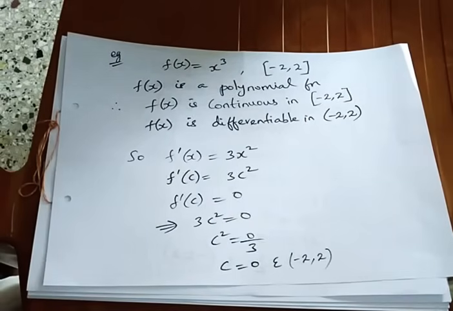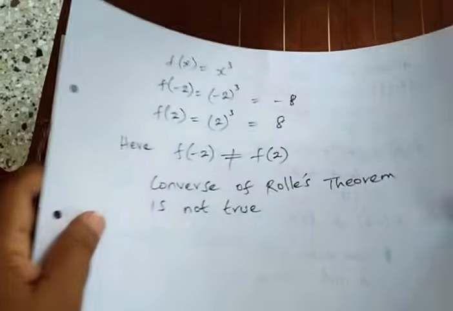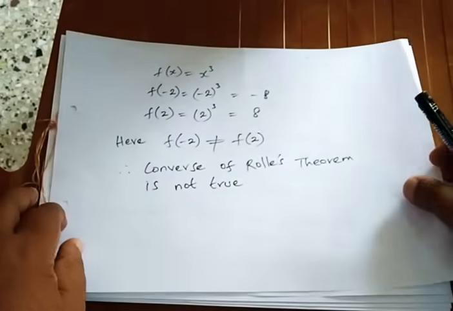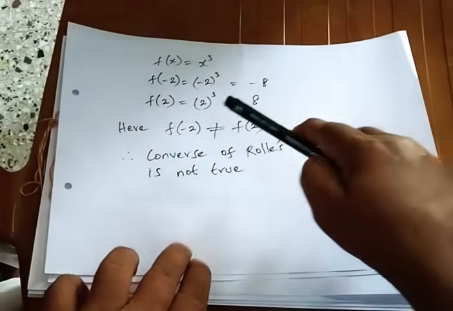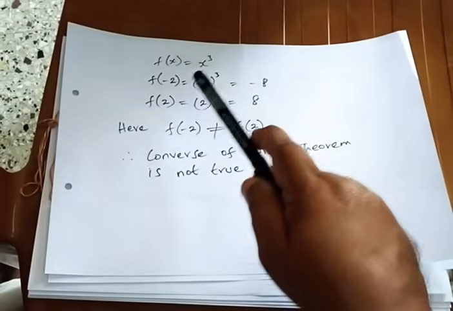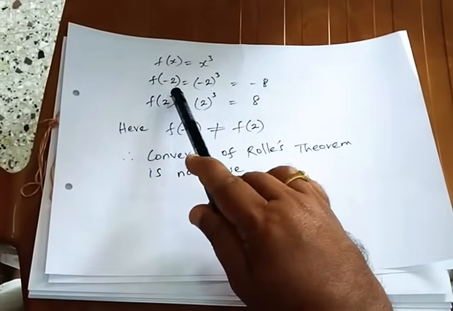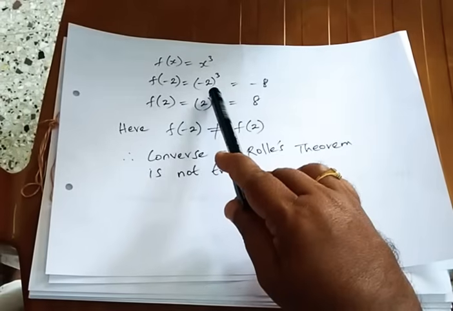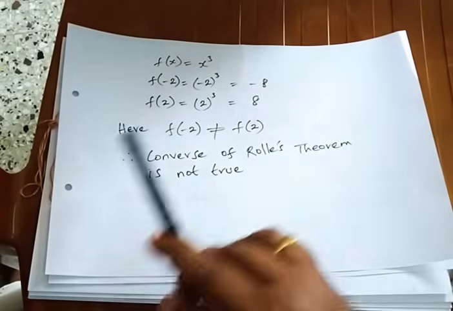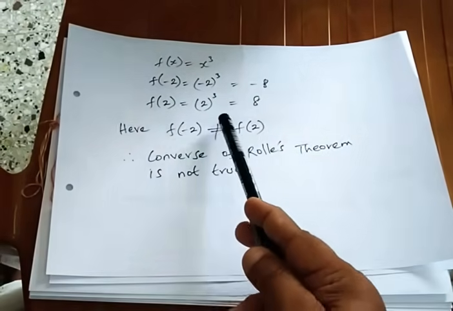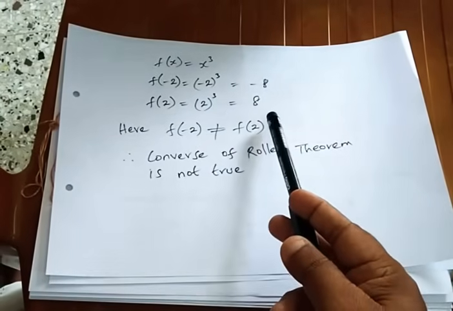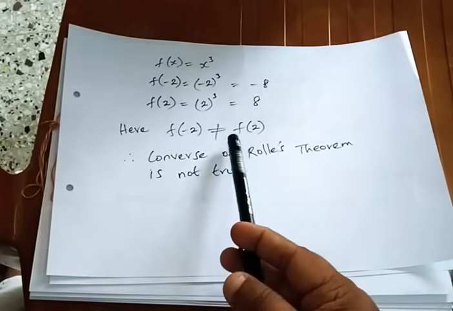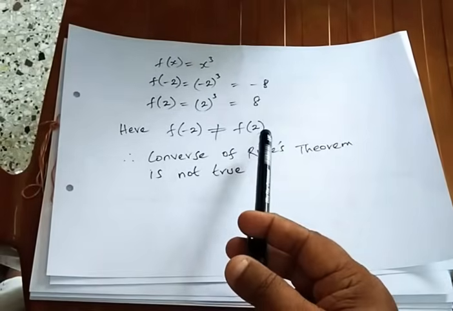Now we have to check whether f of a is equal to f of b. Here f of x is equal to x cube. So now check f of minus 2. f of minus 2 is equal to (minus 2) cube, that is minus 8. What is f of 2? f of 2 is 2 cube, that is plus 8. So f of minus 2 is not equal to f of 2.